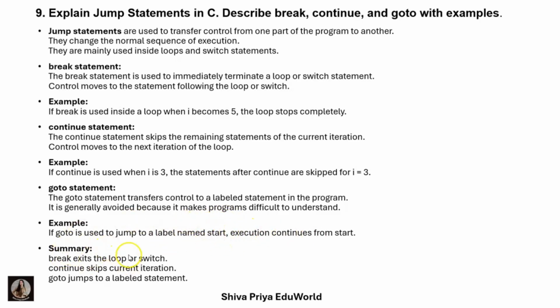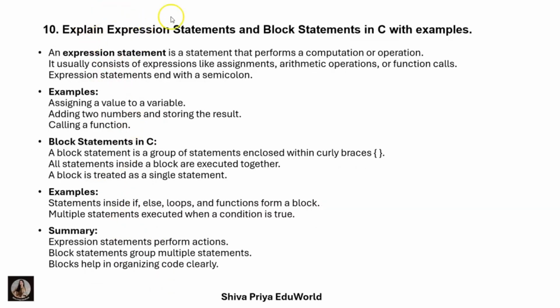Clear? Break exits the loop or switch. Continue will skip the current iteration, and goto jumps to a labeled statement. This is all about this question. And the next one is: explain expression statement and block statement in C with examples.